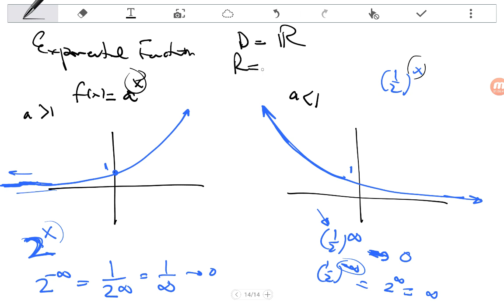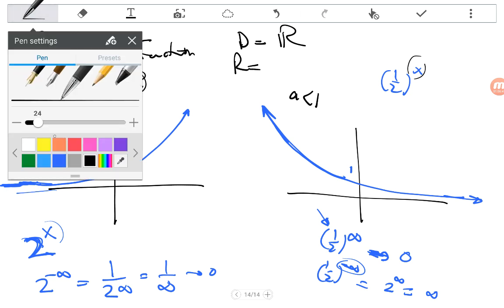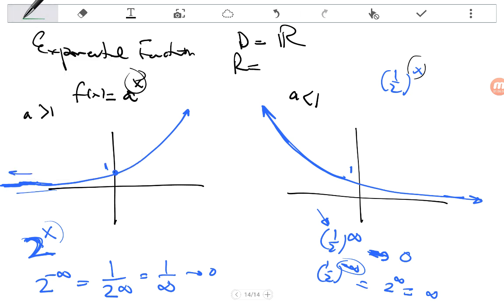What about the range? The output of the function. Is the output of the function any y, or is it just on the opposite side of the y? So what would be the range? It would be from 0 to infinity, or R positive. That's why we say that any exponential function is positive. The result is positive.